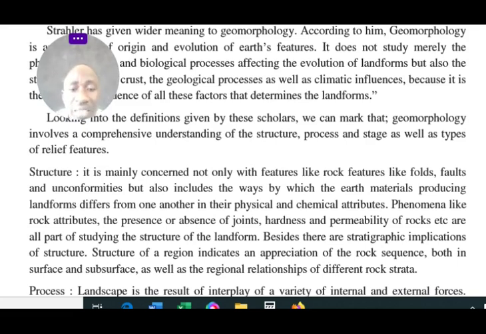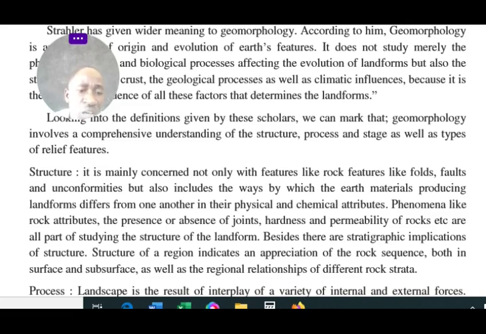So with that, the structure only deals with those aspects. In terms of rocks, if you are looking at structure, we are going to be able to determine the phenomena in terms of rock attributes, where we shall be able to know the presence of disjointed rocks. We look at also the hardness, we look at permeability, we look at also the pH in terms of the structure of a given rock feature.